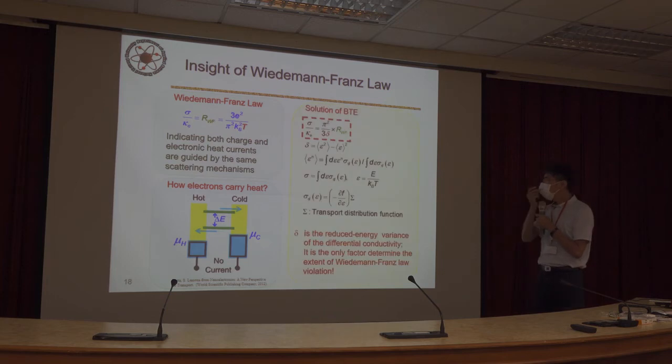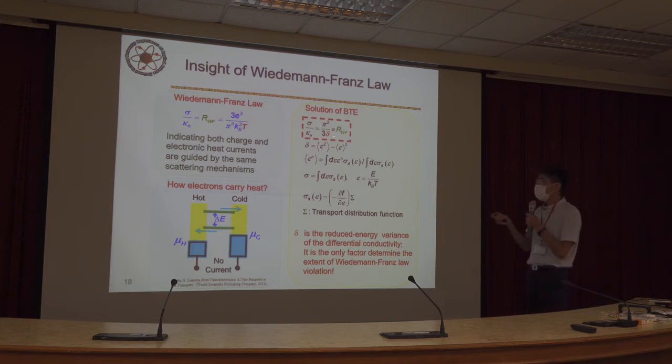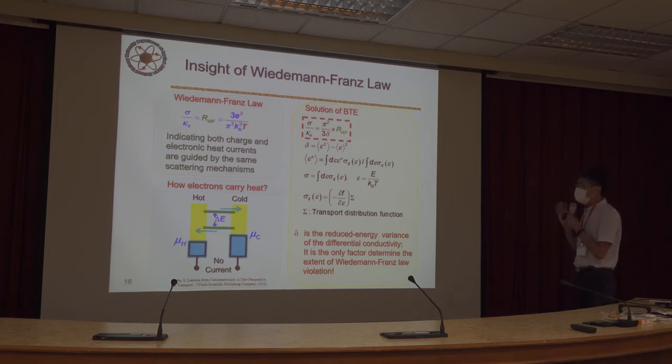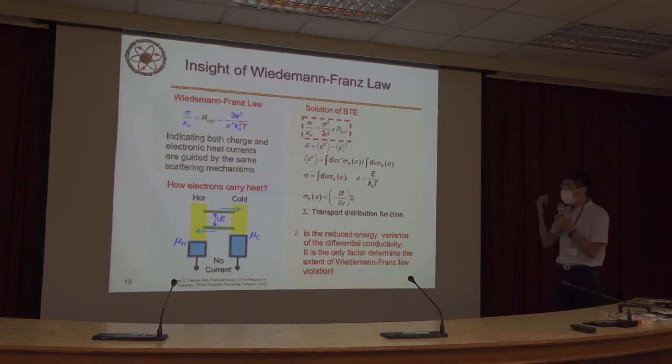From the Boltzmann transport equation, the ratio of electrical conductivity to the electronic thermal conductivity can be written in a more general form. There is an additional factor, pi squared over 3 delta. Here, delta is a variance measuring the broadening of the differential conductivity along the reduced energy. So a localized differential conductivity will lead to a small variance and the ratio of electrical conductivity to the electronic thermal conductivity larger than that predicted by the Wiedemann-Franz law.